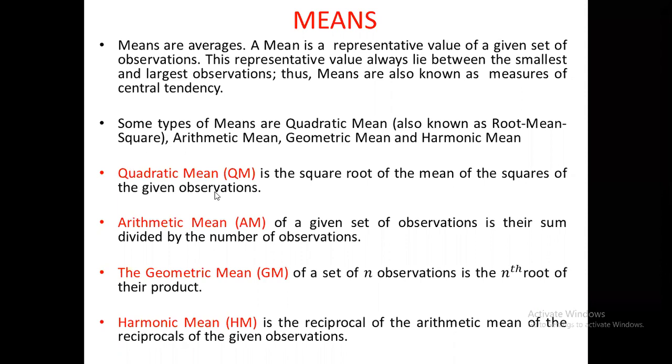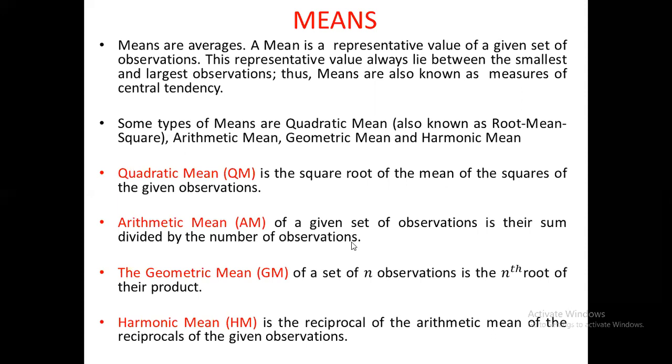This is math, so I believe that seeing the formula will be more helpful. In the next slide, we're going to see the formulae for each of these means, but it's needful I give a definition, which is simply what I've written: the quadratic mean is the square root of the arithmetic mean, and not just the mean, of the squares of the given observations. The arithmetic mean of a given set of observations is their sum divided by the number of observations.